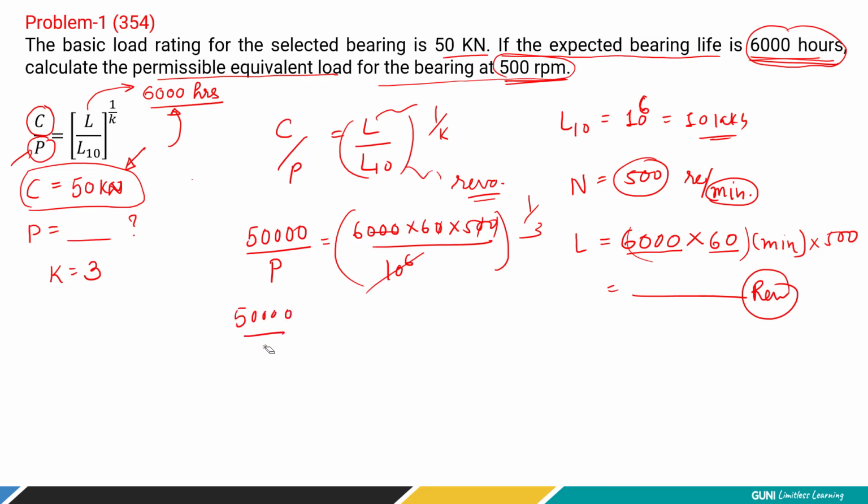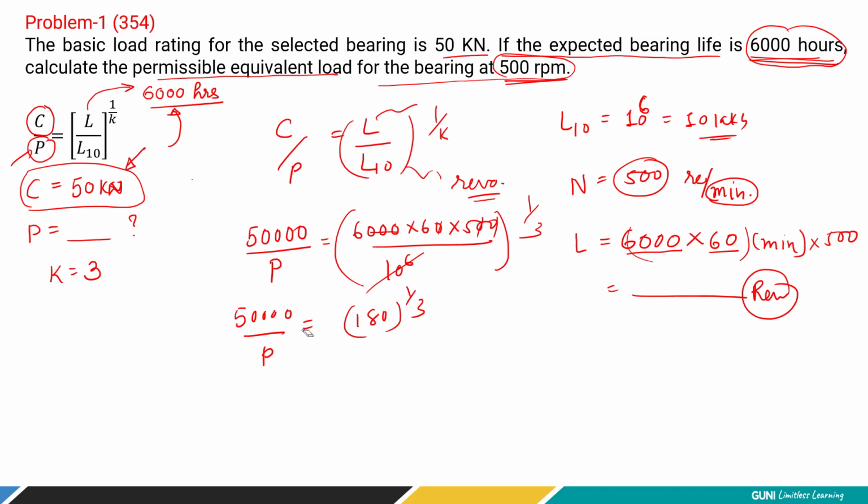50,000 divided by P into 6 into 6, 36, and into 5. Okay, so you can say it comes out to be 183 by root 1 by 3. Now we can find this. How can we find the solution? Very simply, multiply by 3. You can take it by multiplying by the power of 3 times, right?